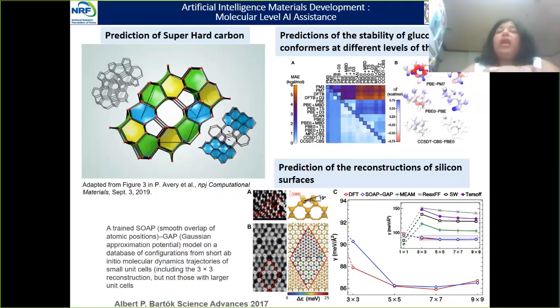So now when we can calculate theoretically, what they have tried to validate by artificial intelligence, by making the algorithm, this SOAP-GAP system, and now we can go in the lab and try to work on this. Similarly, in the same paper, they have predicted the stability of glucose conformer at different level of theory. So again, they tried to validate the theory by this trained SOAP-GAP system.